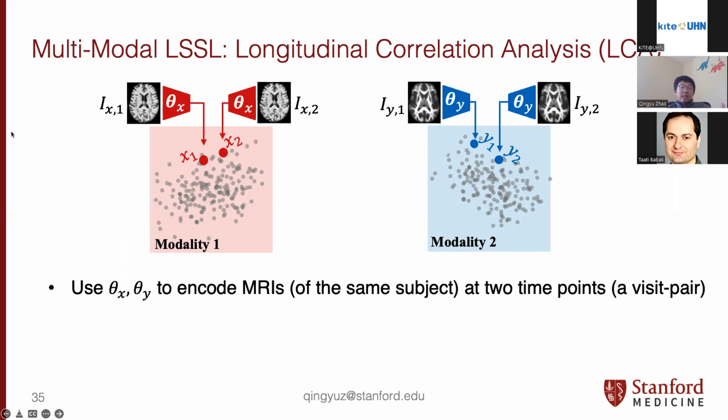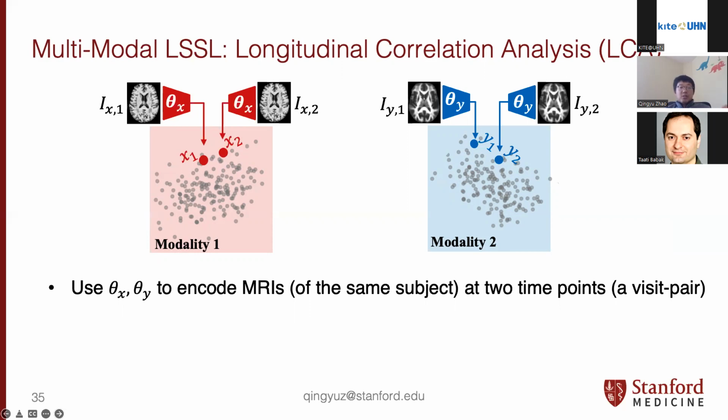So the setting here is that for each subject, you have a pair of visits at 2 time points. And at each time point, we also have 2 neuroimaging modalities. For example, at each visit, we can get an anatomical T1-weighted MRI for describing the morphology of the brain. And simultaneously, you can get a different imaging modality, for example, diffusion-weighted MRI, to quantify the white matter microstructure of the brain.